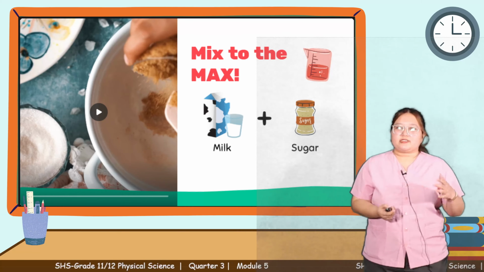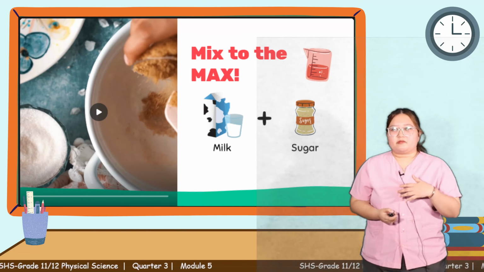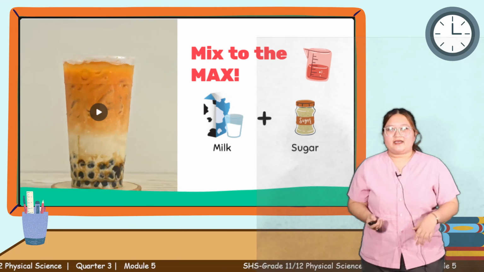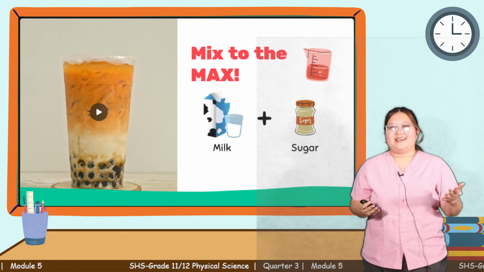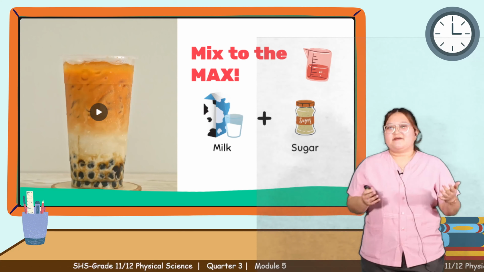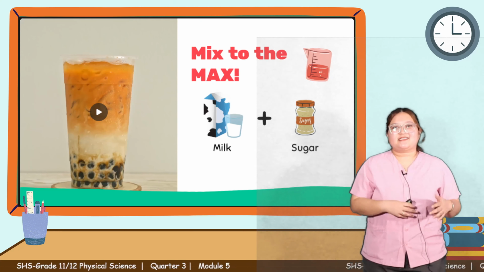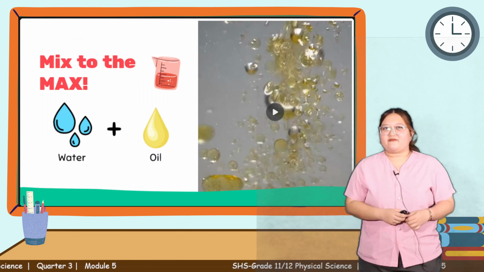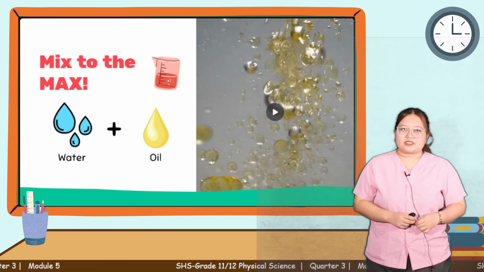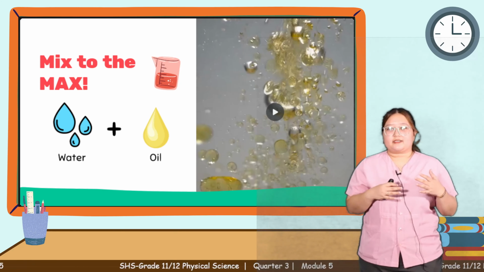Okay, so we see this phenomenon most of the time whenever we buy our favorite drink, which is milk tea, right? Okay, so there's no question to it. Milk and sugar do mix well together. All right, moving forward, we have another type of mixture, which is water and oil.